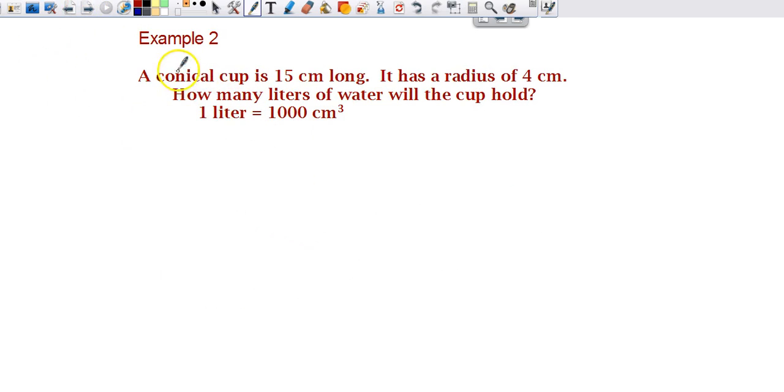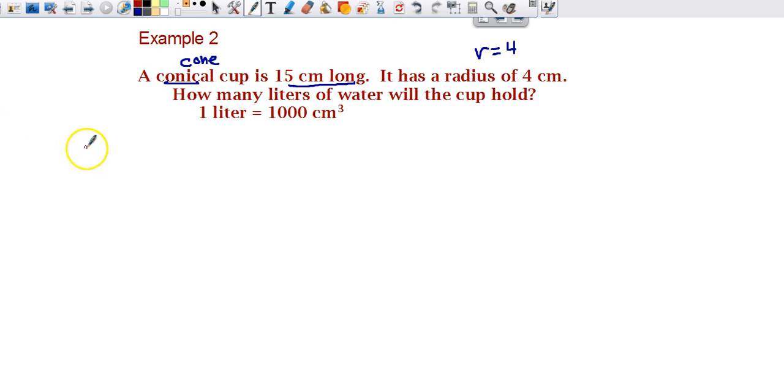A conical cup, that's cone, is 15 centimeters long. Now hold up there. That's not the height. We'll talk about that in a minute. Radius is 4. Question wants to know how many liters of water will the cup hold. Now it's given to you in centimeters. They do give you a little conversion rate. I'll show you how to work with that at the end.